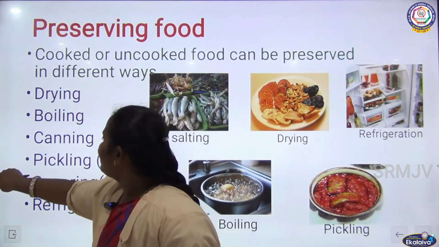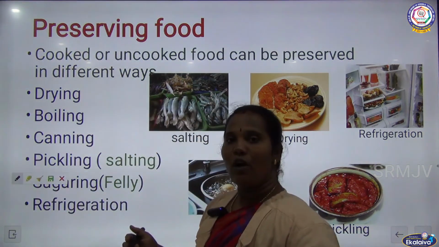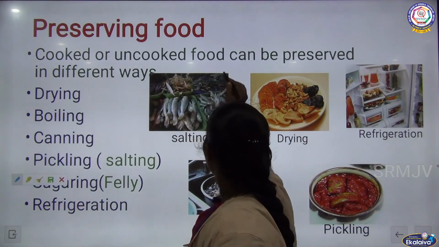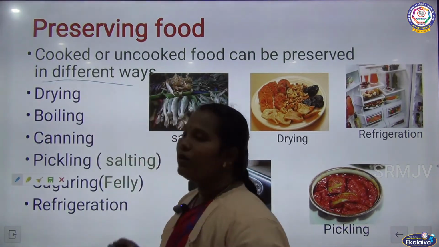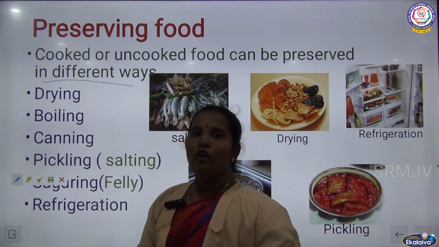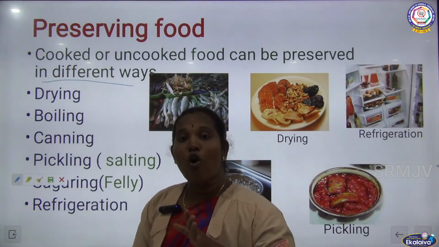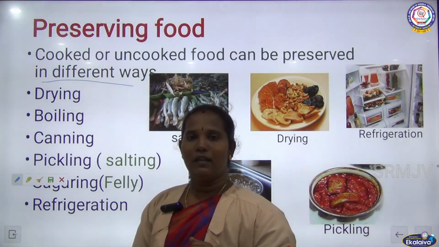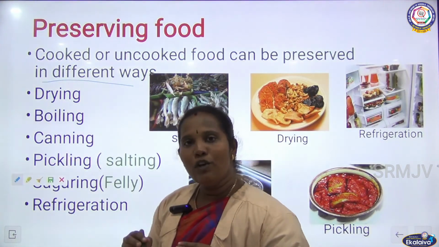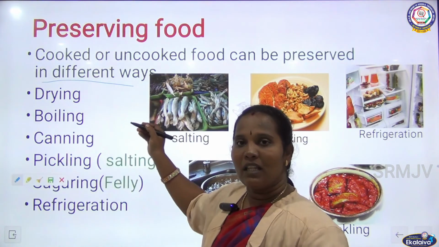Then the preserving food. See, many methods are followed to preserve the food. Cooked or uncooked food can be preserved in different ways. Uncooked food means cereals, pulses, nuts. We all store those food materials also for a long time, isn't it? Your mother and your grandmothers preserved that food. Then afterwards some cooked food is also stored for a long period of time. So, what are the methods we are following?